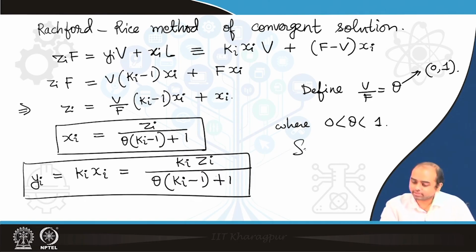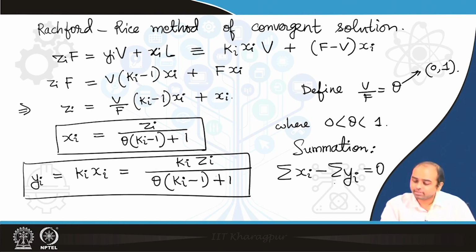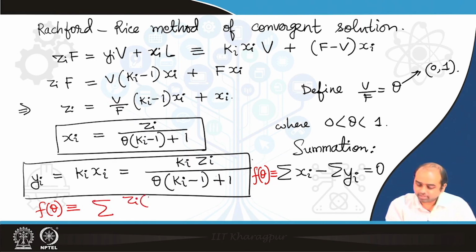Now, please note the summation equation. We have already written down the summation equation, which is the summation of Xi minus the summation of Yi equal to 0. Let us call this equation f of theta, because theta is the only unknown in this problem. Let us define the summation equation in the form of f of theta. Let me write in a different color, so it is more visible.